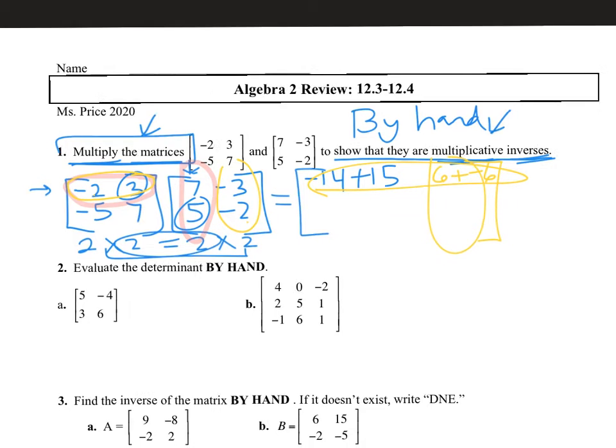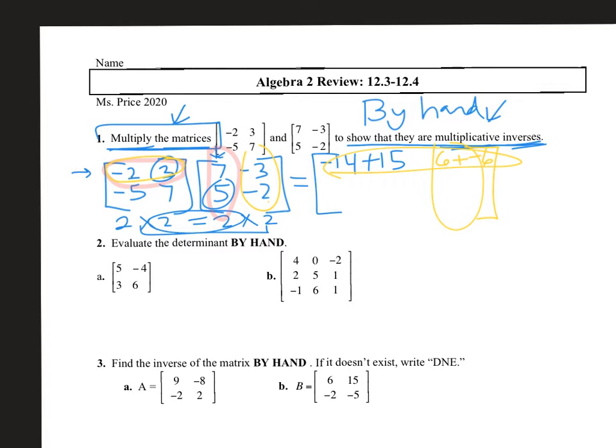Once we finish that row with all the columns, we go to the next row. We go across and down. So -5 times 7 is -35, plus 7 times 5 is +35. And finally one more, across and down here: -5 times -3 is +15, and 7 times -2 is -14.